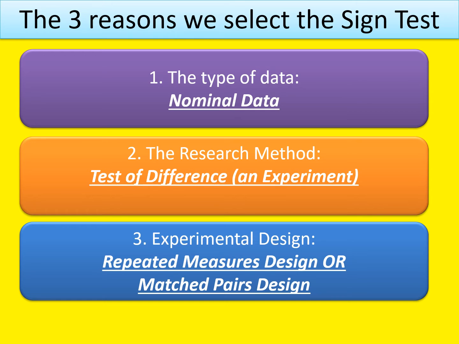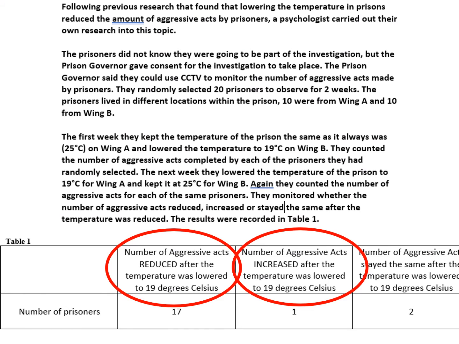So, for example, this is a stimulus about an experiment that was in a prison where they reduced the temperature of the prison to see if it would make a difference on the number of aggressive acts that were carried out. They thought that a higher temperature would make prisoners more aggressive. So they changed the temperature in the prison, and you can see the data there. You can see that there were, it says number of prisoners, 17 prisoners. The number of aggressive acts reduced after the temperature was lowered. 1 prisoner, the number of aggressive acts increased when the temperature was lowered, and then 2 prisoners, the number of aggressive acts stayed the same.